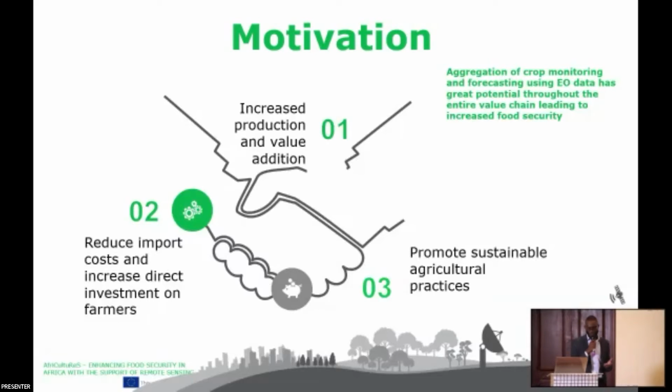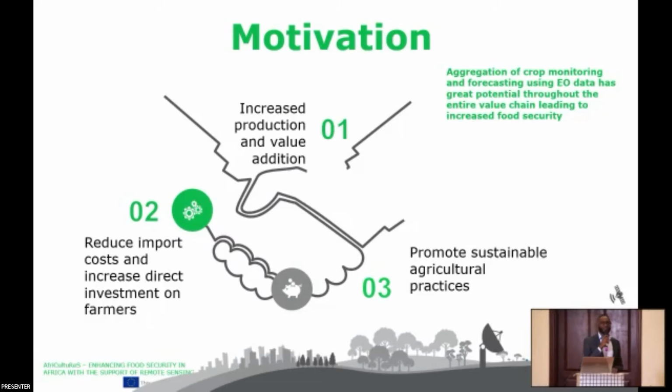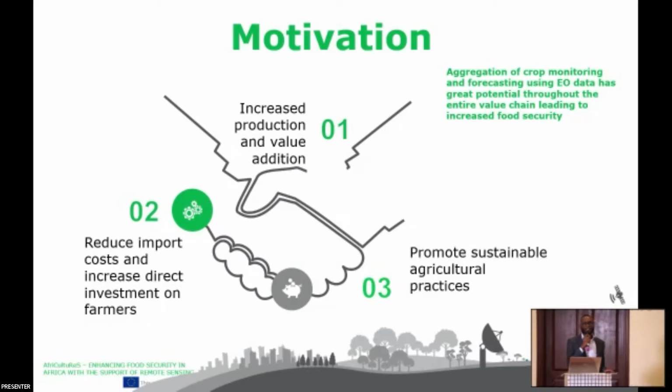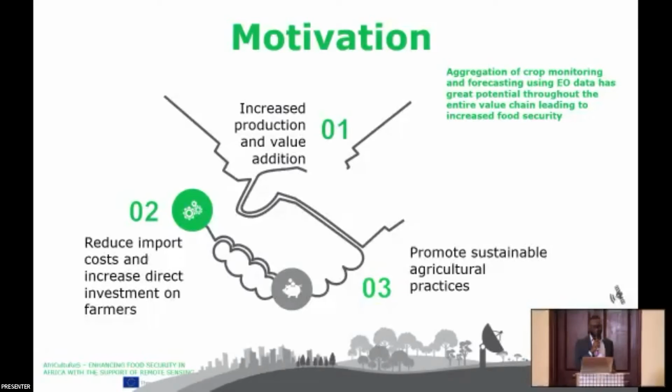We also need to reduce this importation, because we know in any economy, the more imports you have, the fewer exports you have. That's a dying economy. So we need to reduce the number of imports so that that money can be used for the improvement of other things.